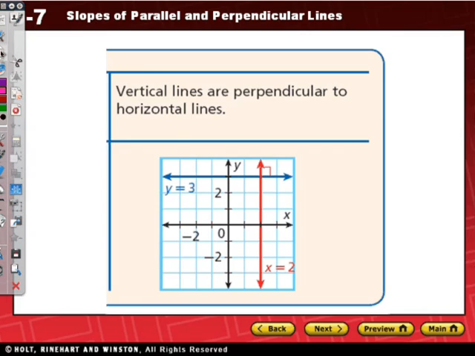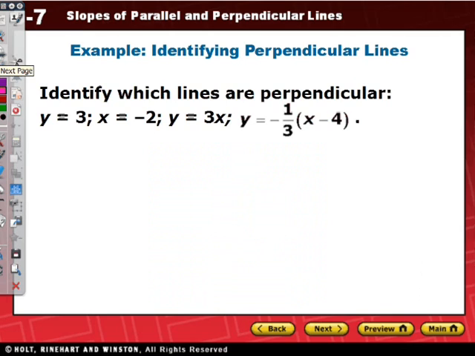So the first thing we're going to do, now that we have all these definitions down, is look at some lines and see if we can figure out which ones are perpendicular. We're going to do this pretty much the same way we did with parallel lines. We want to put them in slope-intercept form, and then we can pick out the slopes and figure out which ones are perpendicular. So let's see, y = 3.